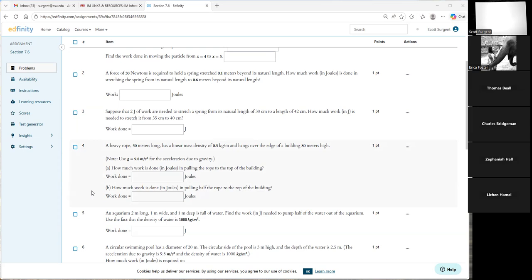So a rope 50 meters long has a linear mass density of half a kilogram per meter and hangs over the edge of a building 80 meters high. And by the way, the building's height is irrelevant. It just needs to be higher than the rope. Otherwise, it just lays there on the ground. Let me tell you what, I'm going to unshare, but I might go back to it if I have to.